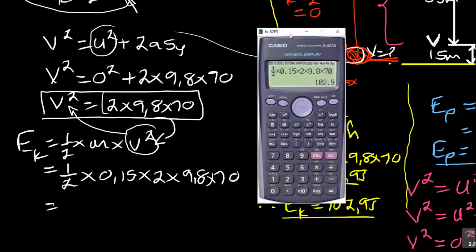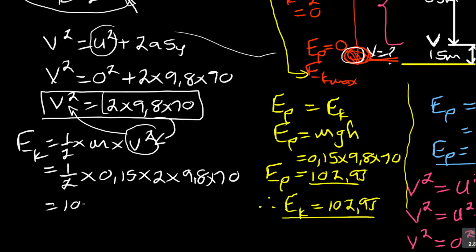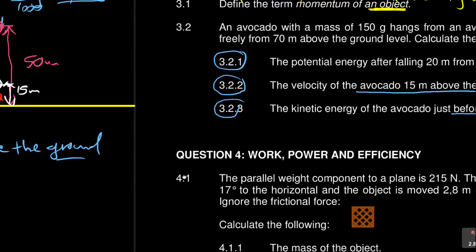102,9. Look at it, it's the same. 102,9 joules. 102.9 joules. Are you guys seeing? Those are 2 different ways you could have approached it, but the answer was going to be the same. That is that. I think we're done with question number 3.